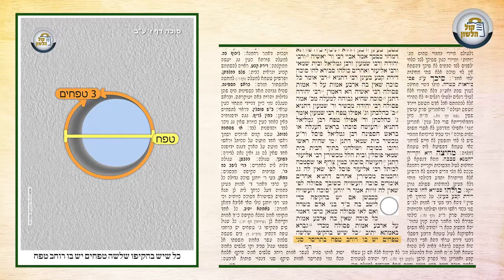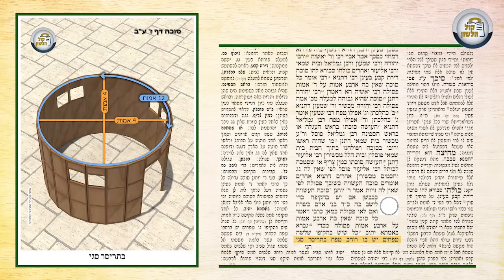Now, since we know that Rebbe holds that the sukkah has a side of 4 amos, so it has a width of 4 amos, the width to circumference ratio is a 3-to-1 relationship. So if it has a width of 4 amos, the circumference will be 3 times greater. But Tresar Sagi, 12 will be enough. 12 amos circumference should be enough.